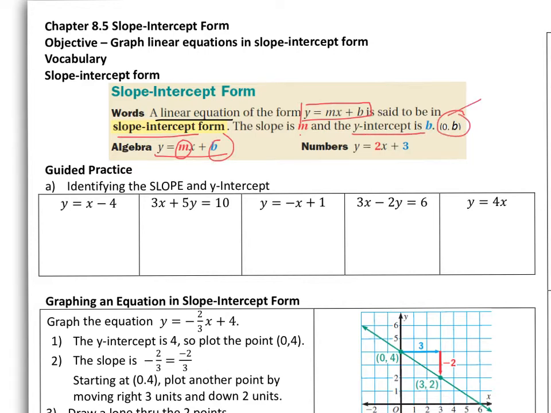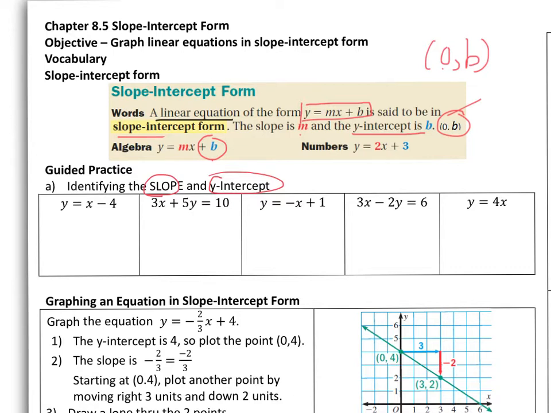Remember, back in lesson 8.3, I taught you how to find the y-intercept by letting x equal to 0. But when you write your equations in slope-intercept form, the b will naturally be your y-intercept. Okay? So here we go. Identify the slope and the y-intercept.